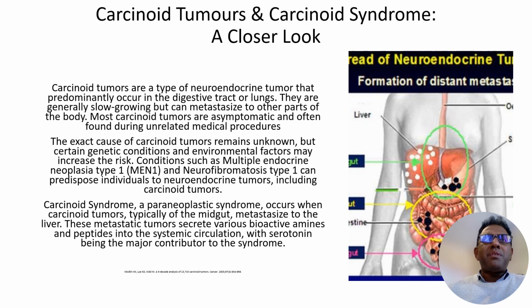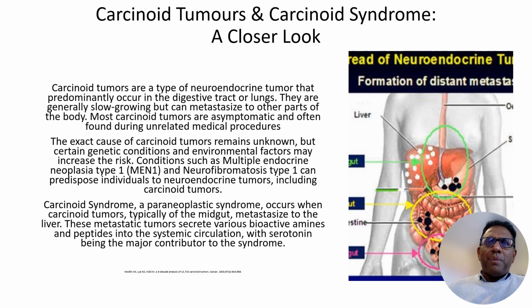Carcinoid tumors are a type of neuroendocrine tumor that predominantly occurs in the digestive tract and/or lungs. They are generally slow growing but can metastasize to other parts of the body. Most carcinoid tumors are asymptomatic and often found during unrelated medical procedures. The exact cause remains unknown, but certain genetic conditions and environmental factors may increase the risk.